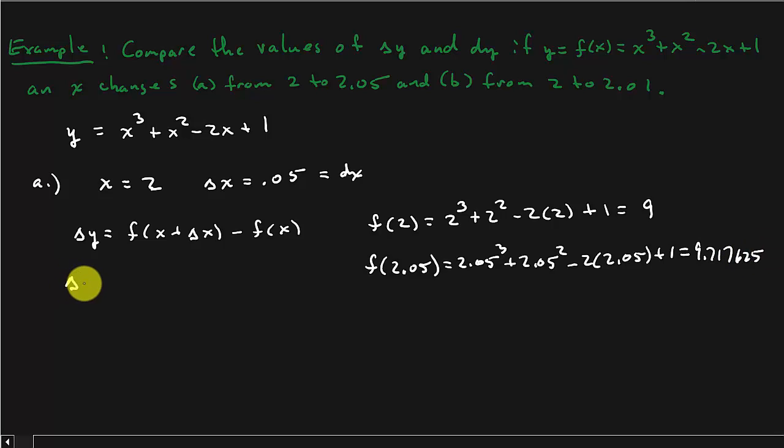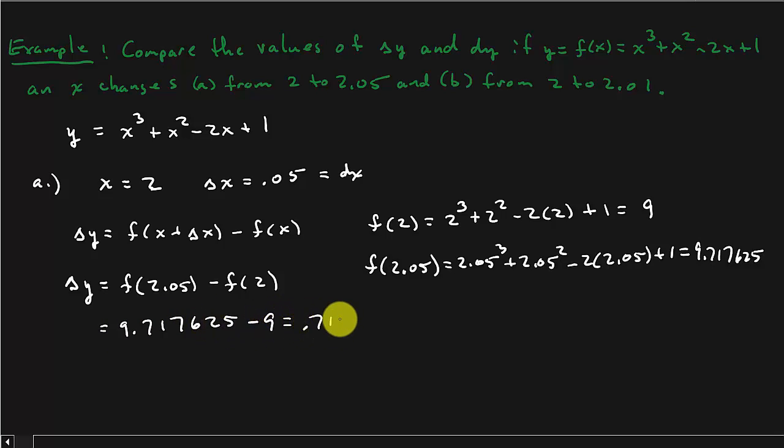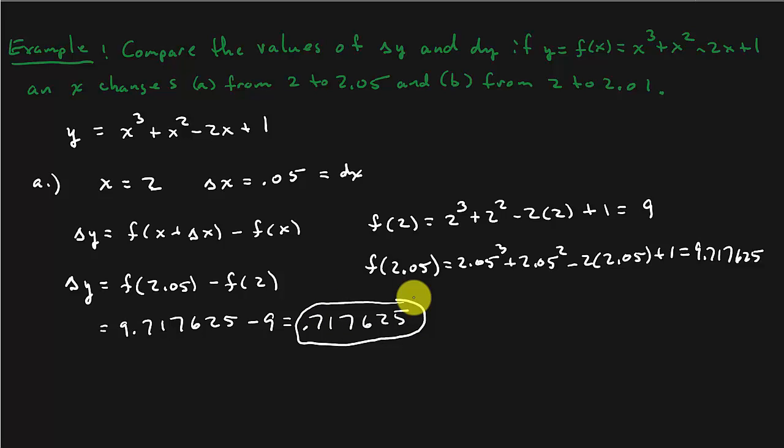All right, so we get delta y, which is f of 2.05 minus f of 2, right? That's what it is. 2 plus 0.05 is 2.05, and then f of 2, and that's going to be 9.717625 minus 9, which is 0.717625. And there's the answer for that. All right, so that's delta y.